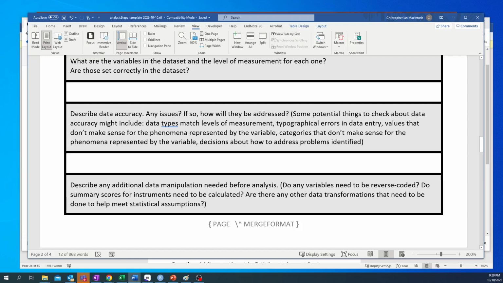perform an analysis. You can also look at categories that don't make sense for the phenomena represented by the variable. If we're talking about sex with male and female and other, if they have a category of blue in there, that just doesn't make much sense. So it should be examined how that entry was made and if there should be a correction made. And you should be transparent about the decisions and procedures that you take when dealing with these things and record them.